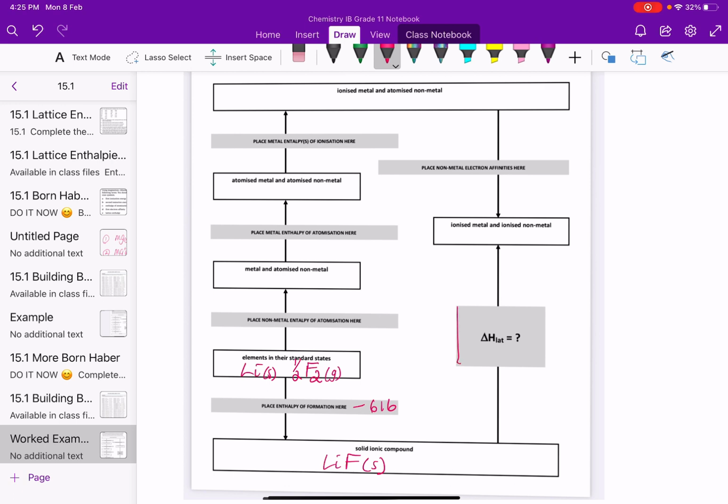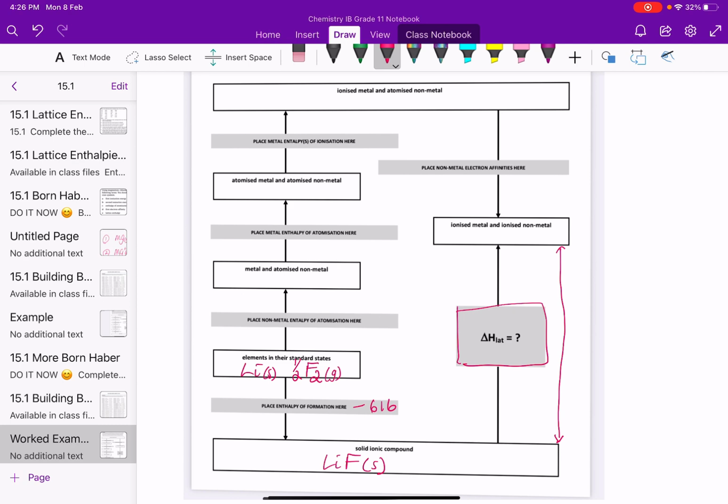This over here, the lattice enthalpy, is the thing that I'm trying to actually calculate. And I have to figure out what all of the different stages are to figure out what the difference is between here and here. So when we're looking at this, it exists in a series of stages. You have to change the metal, you have to change the non-metal, but you have to do it step by step. So the first step, it doesn't have to be in this order, but this is a really good template to use. Place the non-metal enthalpy of atomization here.